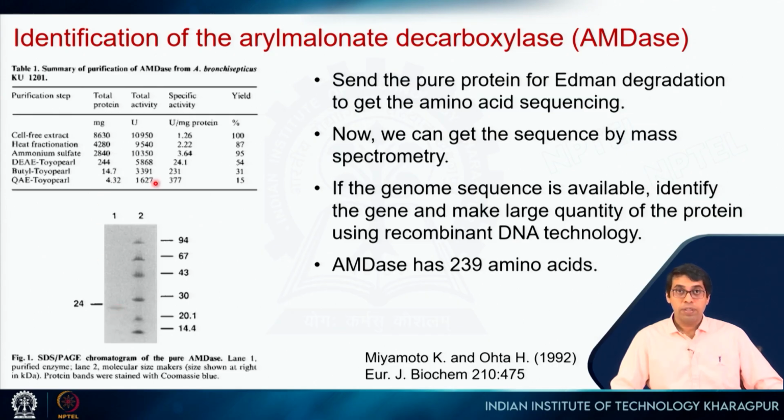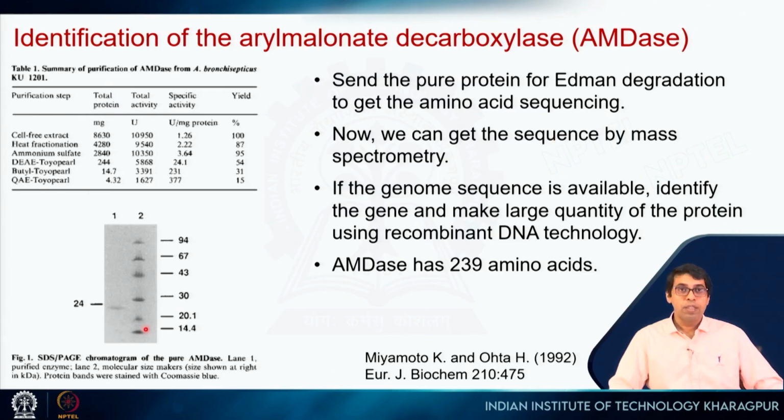It is active because by assay it shows activity, and based on this ladder you can identify its mass as around 24 kilodaltons. Okay. So, it turns out that this protein has 239 amino acids. So, they extracted out this protein. They used Edman degradation to get the amino acid sequence of this enzyme. This was done in the 90s, 1990 and 1992, but nowadays we do not use Edman degradation, we can simply use mass spectrometry, which is much more efficient and very fast, right.